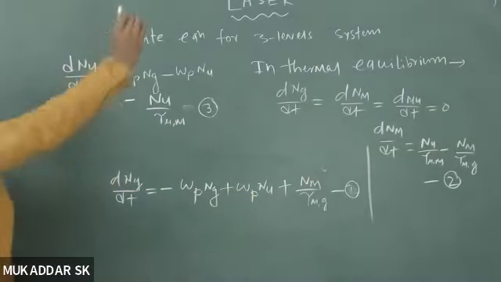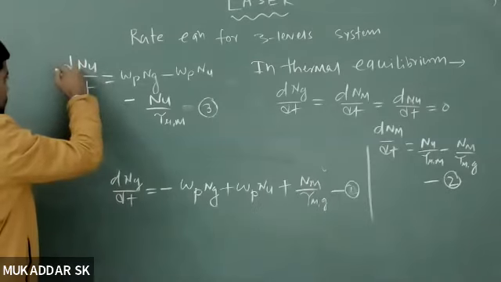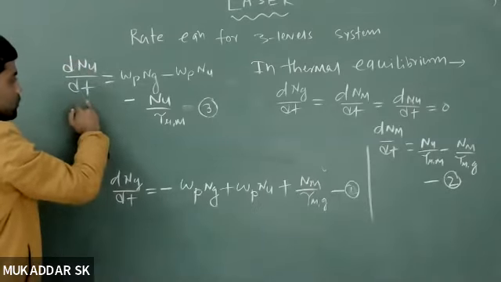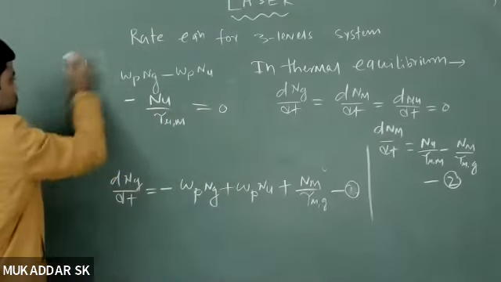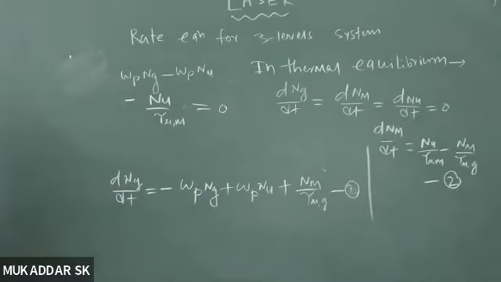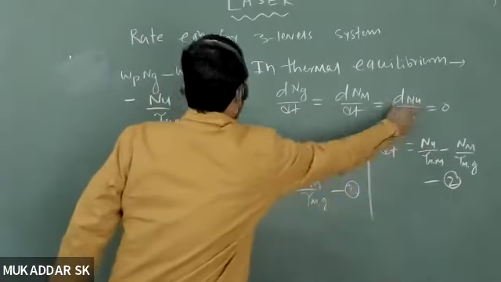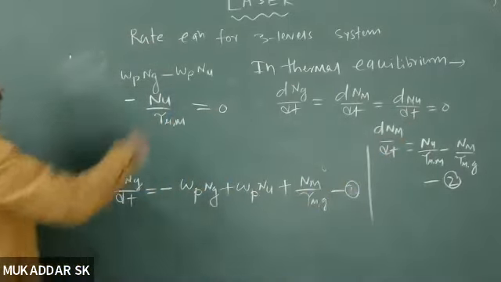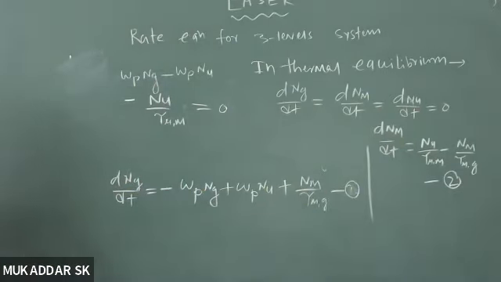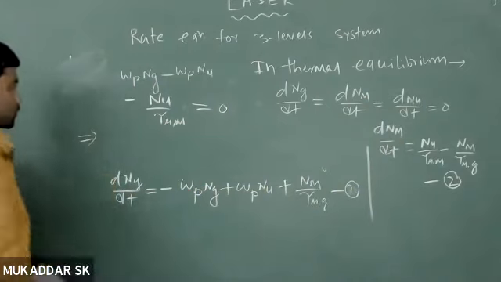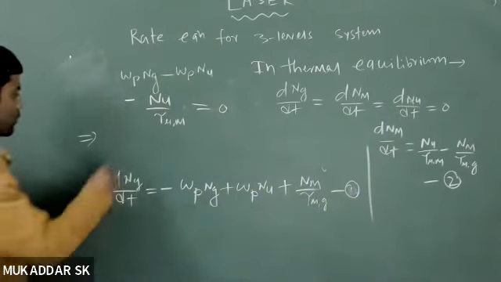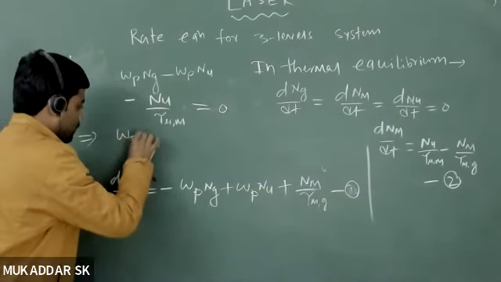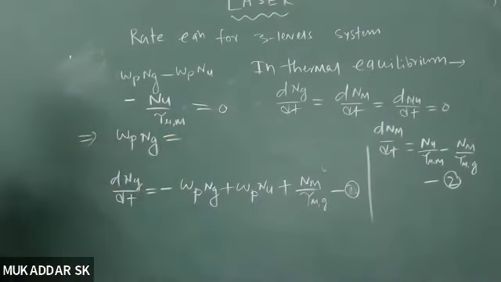Now, from equation 3, since at equilibrium dN_U by dt equals 0, the right hand side should be equal to 0. From equation 3, I must say at equilibrium, the sum of these three terms will be 0. Now, if I bring the second and third terms to the right hand side, on the left hand side W_P N_G will be left.